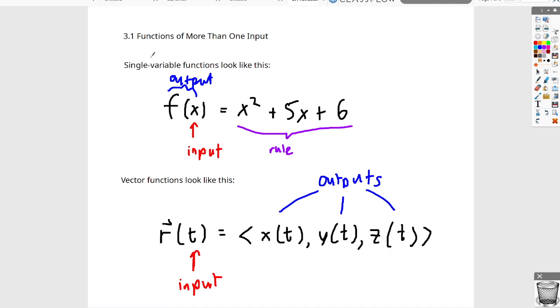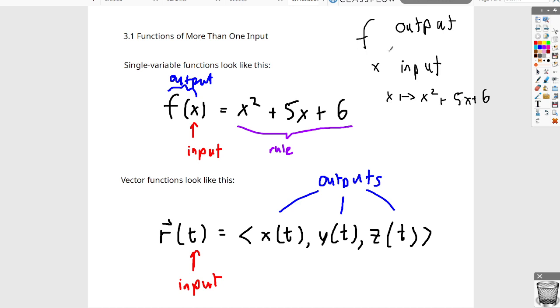The single variable functions look like this, right? Obviously, you already know. The output is f of x, or f. That's what we usually say. F is the output, and x is the input. And the rule that the x must go through, the rule that the input must go through to become the output, sometimes you see it like this. It's a little bit of a weird notation, but x basically is saying x turns into x squared plus 5x plus 6, right? And that's a single variable function.